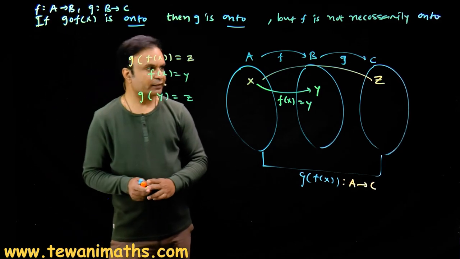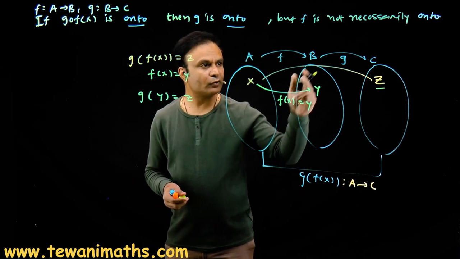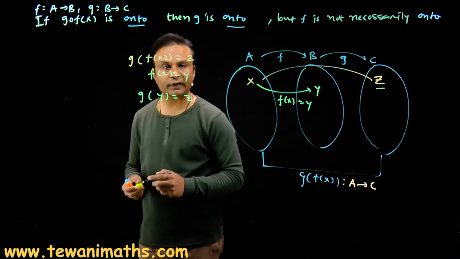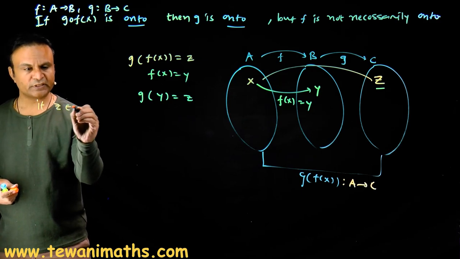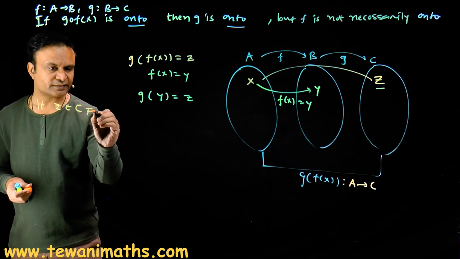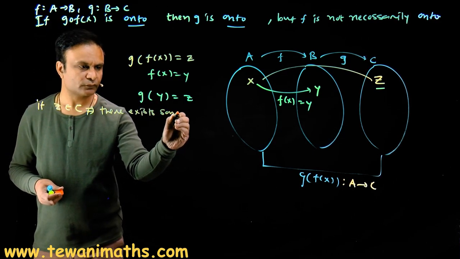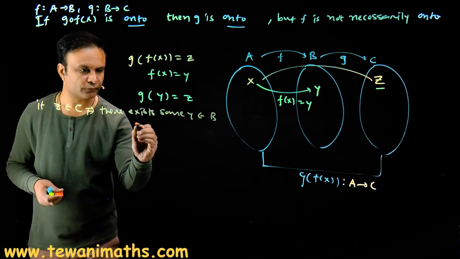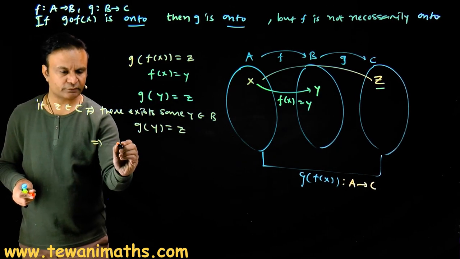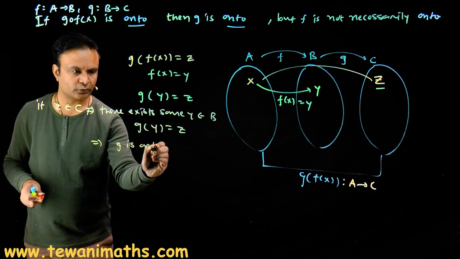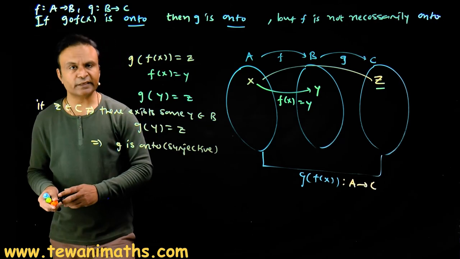So what I am getting exactly: if I consider some z belongs to C, I am getting a corresponding y belongs to set B, for which g of y is equal to z. Let me write this. If z belongs to C, then it implies there exists some y belongs to B, for which g of y is equal to z. This implies function g is onto, function g is surjective.